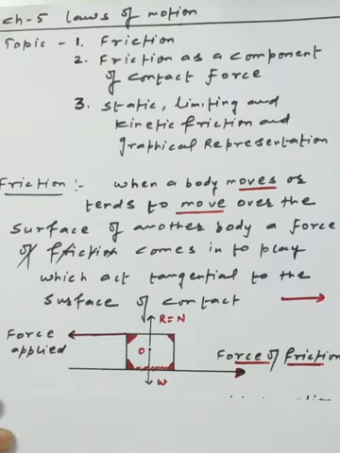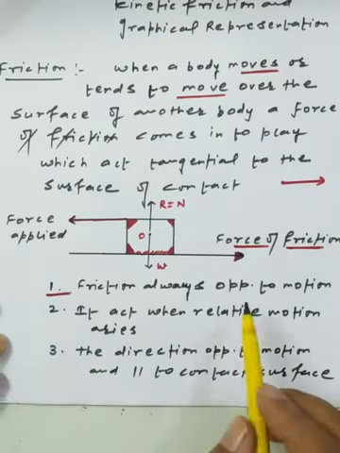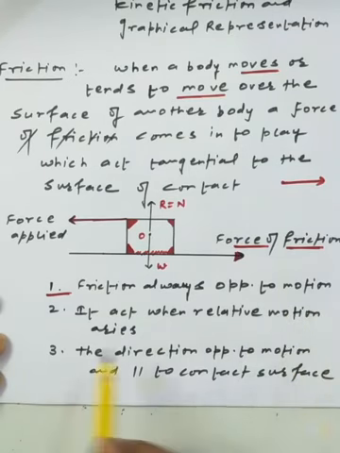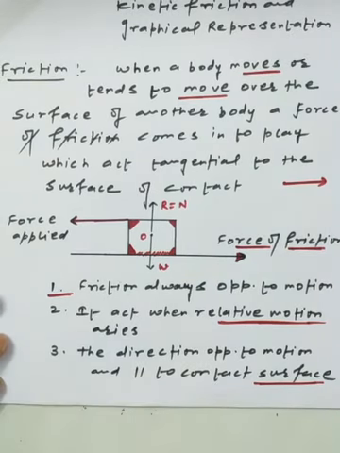By this help we can resolve the force of friction as part of the contact force. Now we are taking two important points about the force of friction. Friction is always opposite to the direction of motion. It acts when relative motion arises. If relative motion is there, it will appear; otherwise, it will not appear. If a box is lying on a surface, it doesn't mean friction is there. The direction is opposite to the motion and parallel to the contact surface. So these are the three things we should add about friction. Now we will discuss friction as a component of contact force.